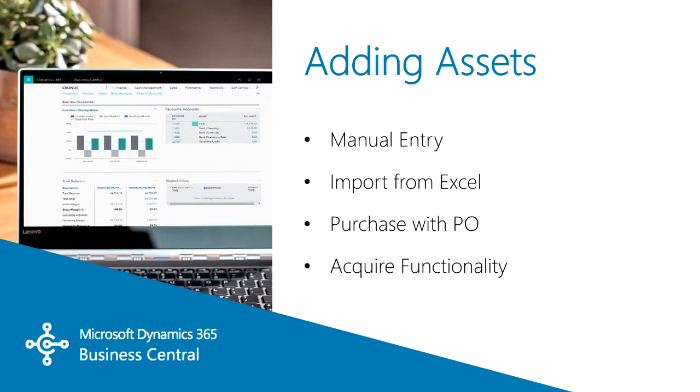The first thing I want to do is look at adding assets into Business Central. There's 3 ways you can do it. You can enter it manually. You can import it. We're going to take a look at how to import it from Excel. You can also purchase a new fixed asset with a PO or a PO invoice. Then after you do that, we're going to go through the acquire functionality. So it gets set up as a fixed asset in the fixed asset journal, but also in the general journal.